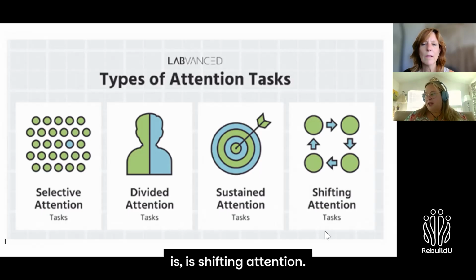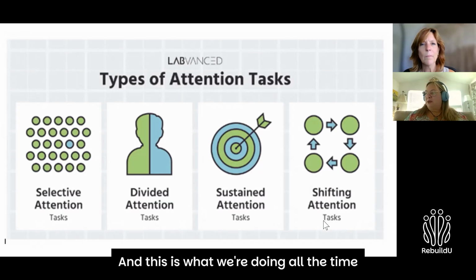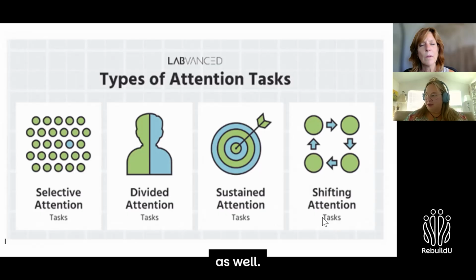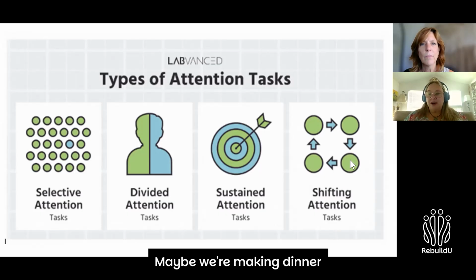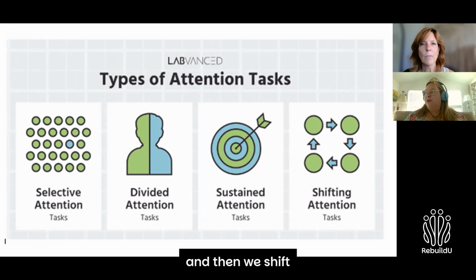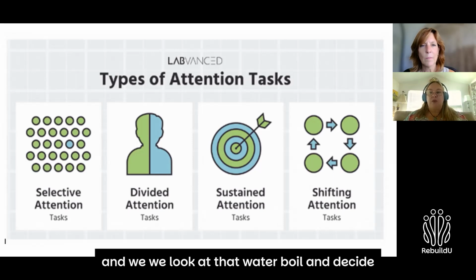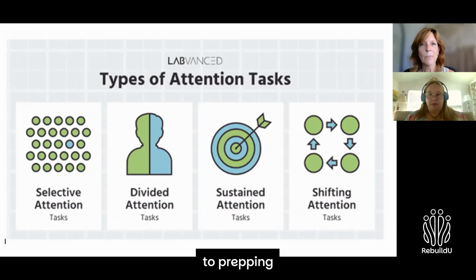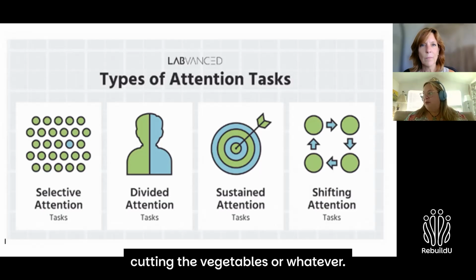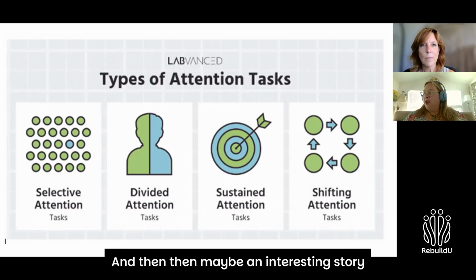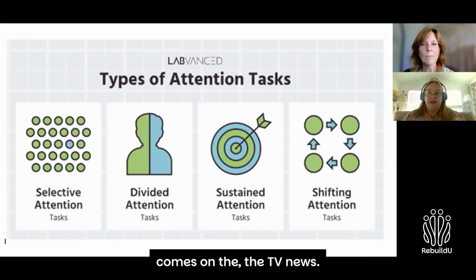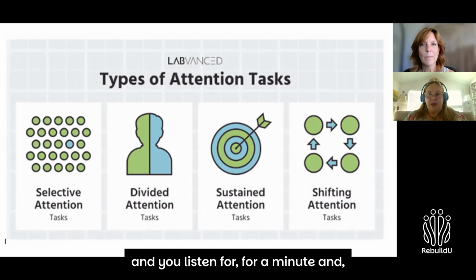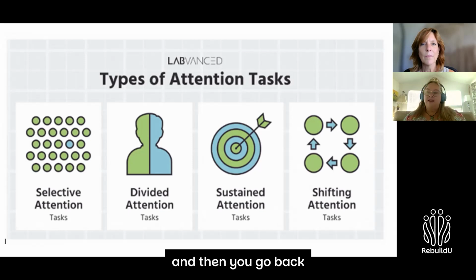The next kind of attention is shifting attention. And this is what we're doing all the time as well. Maybe we're making dinner and we're cutting vegetables, and then we shift our attention to the stove and we look at that water boil and decide if it's time to put the vegetables in there. And then maybe we go back to prepping our food, cutting the vegetables. And then maybe an interesting story comes on the TV news. And so you stop cutting and you go over to the TV and you listen for a minute. And then you go back to cutting your vegetables.